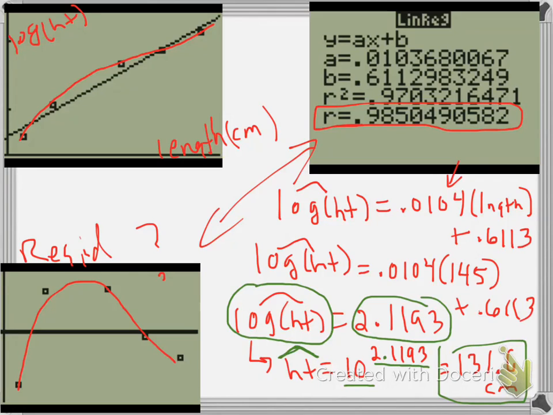Okay, so there's a couple ways to do it. Now I have a problem with this one. I'm not sure about the residual plot here, and it's not quite as good a model, so I probably would have gone with the first model.